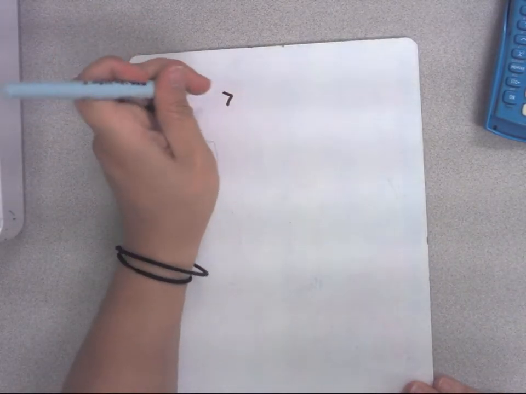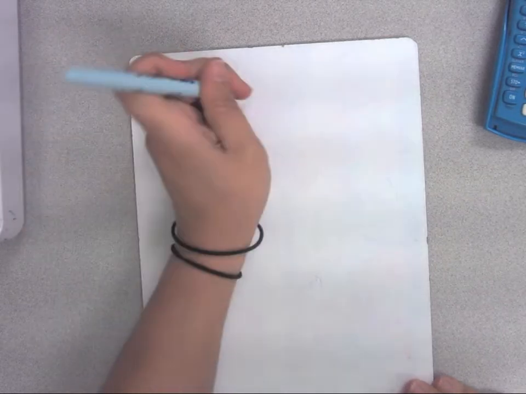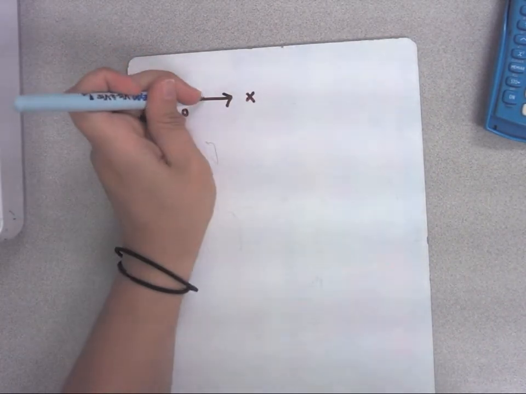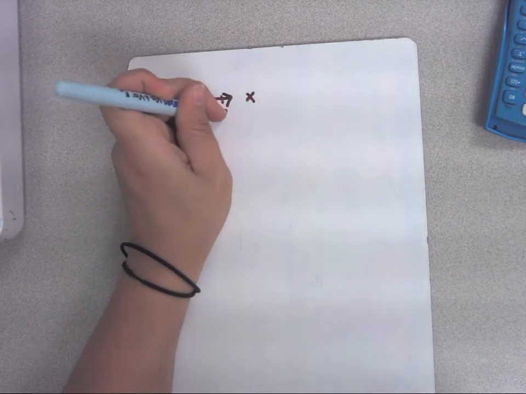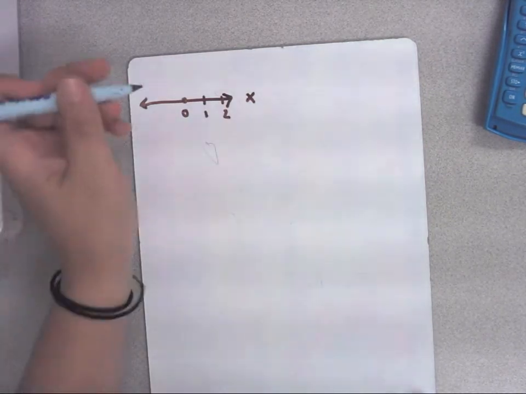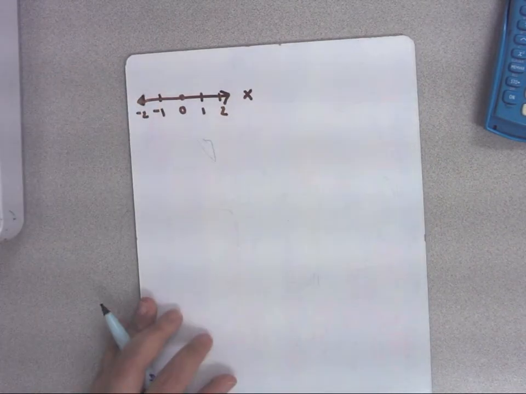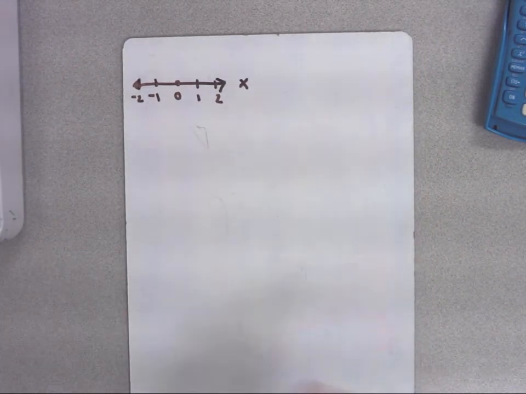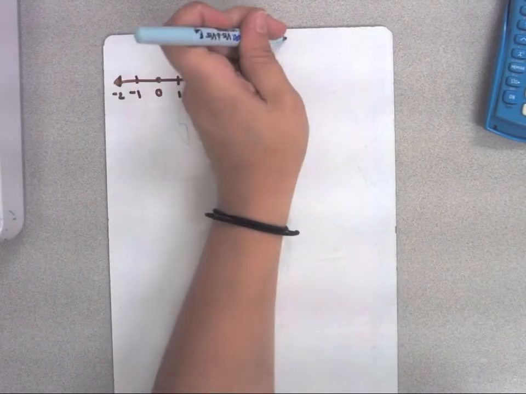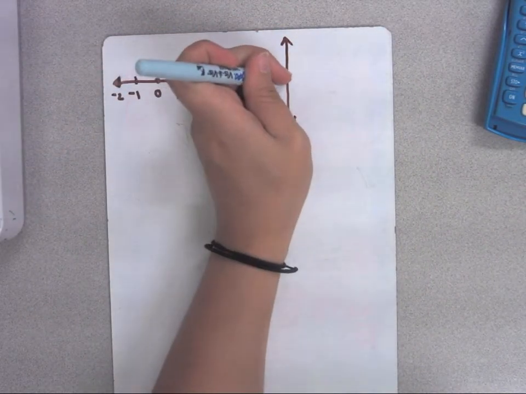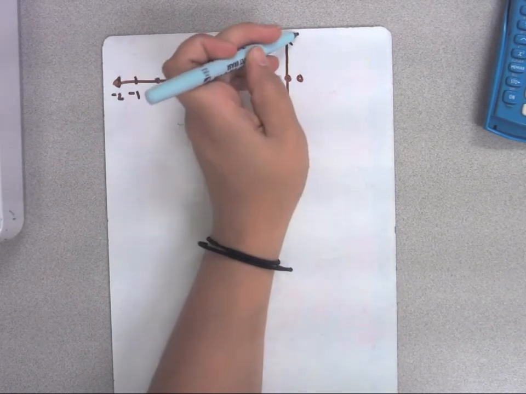So the x-axis goes this way. 0 is always in the middle. Then from 0, you just count 1, 2, and you just keep counting. Then you go the other way: -1, -2. You just keep counting. Left and right is the x's. Up and down is the same thing. 0's in the middle. This is the y's though.